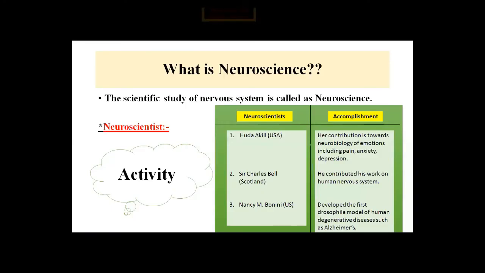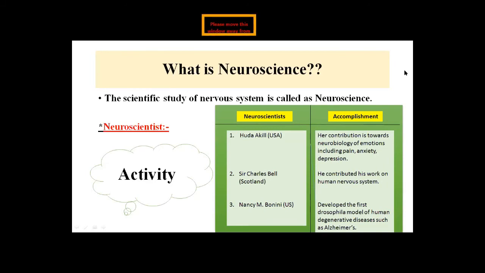In the activity base, there is a question in your book: what is neuroscience? This question is given on page number 12. What is neuroscience? The scientific study of the nervous system is called neuroscience. And who is a neuroscientist? A person who studies the nervous system, brain, and nerve cells is called a neuroscientist. One mini research is given in your book on page number 12.